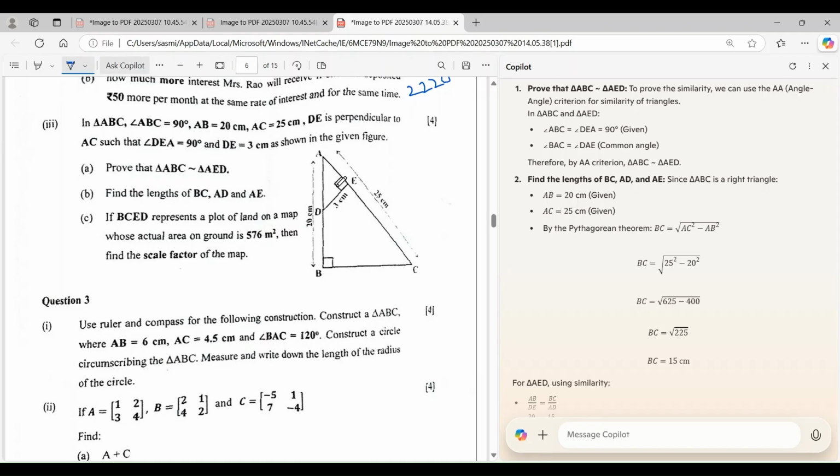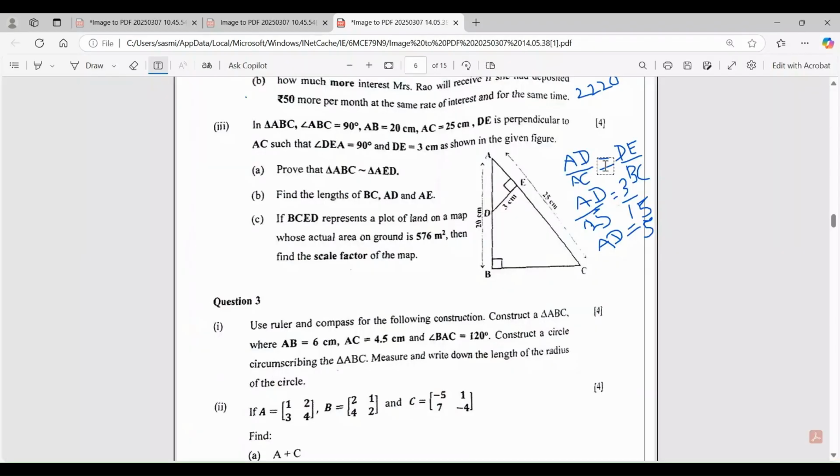The opposite of the right angle is AD in one triangle, and the opposite of the right angle is AC in the other. AD divided by AC equals DE divided by BC. So AD by 25 equals 3 by 15. So AD equals 3 into 25 by 15, that is 3 fives are 15, 5 fives are 25. So AD equals 5 centimeters.